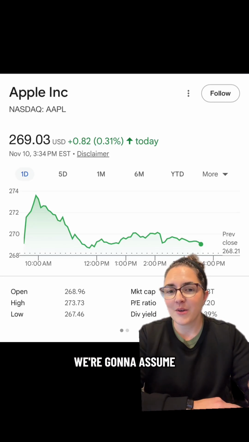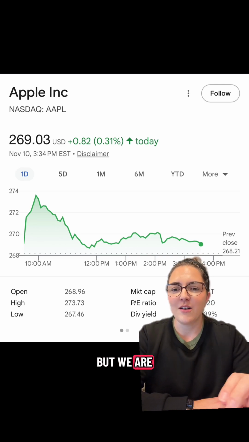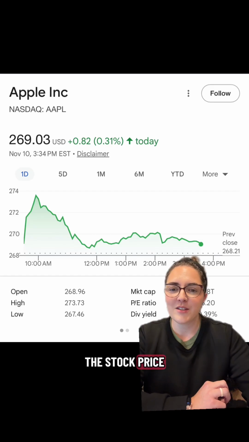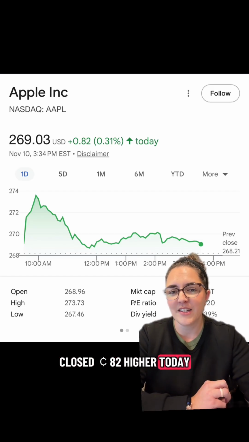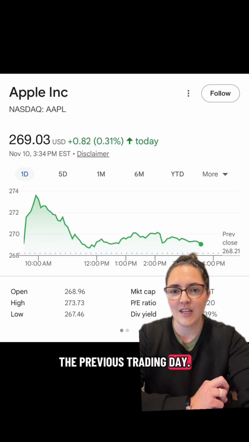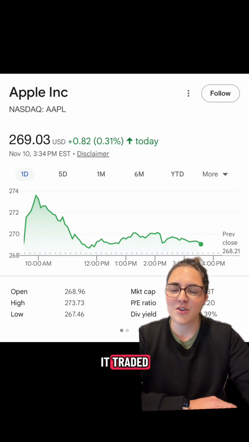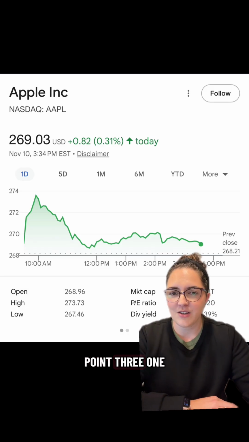We can also, again, we're going to assume that trading is over, but we are looking at that plus 0.82. That means that the stock price closed 82 cents higher today than it did the previous trading day. And the number in parentheses there, the 0.31%, just means that it traded 0.31% higher today than it did the previous trading day.